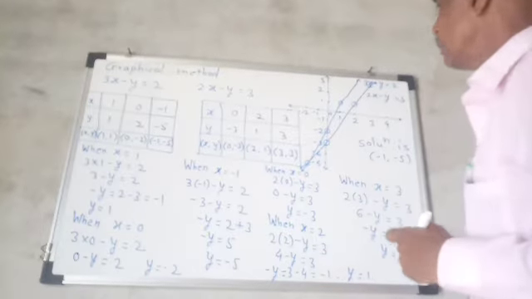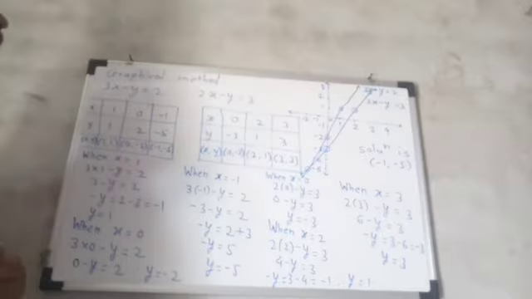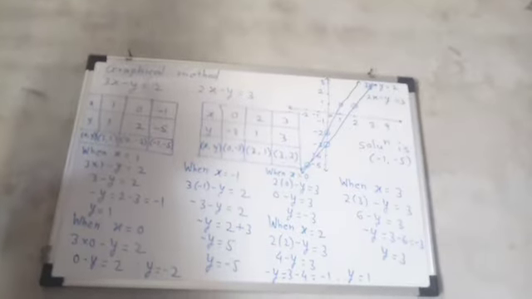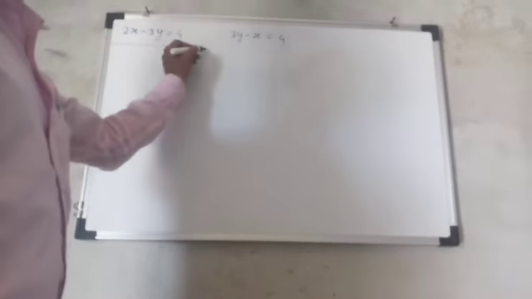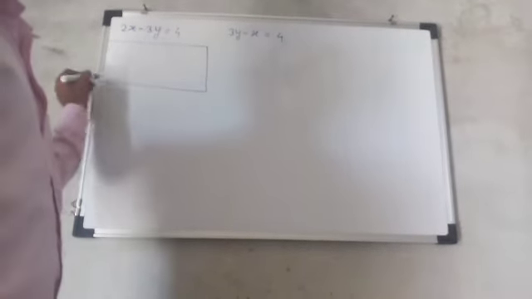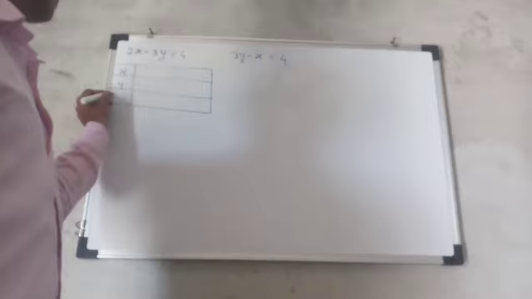Okay. In this way, we can solve the simultaneous equation by graphical method. 2x minus 3y is equal to 4. 3y minus x is equal to 4. Make table. X, y, ordered pair x, y.